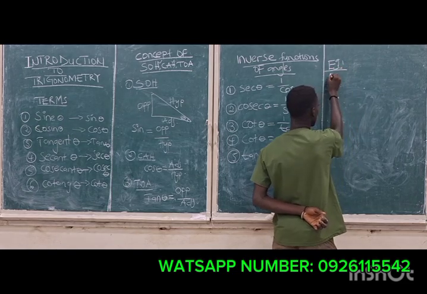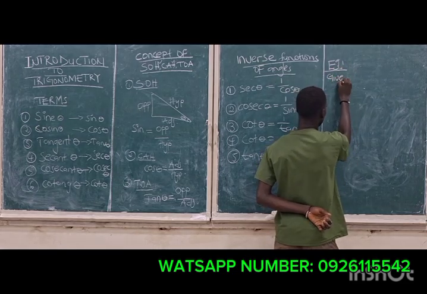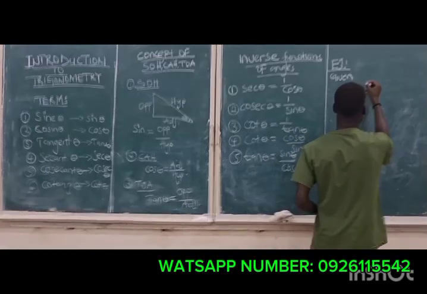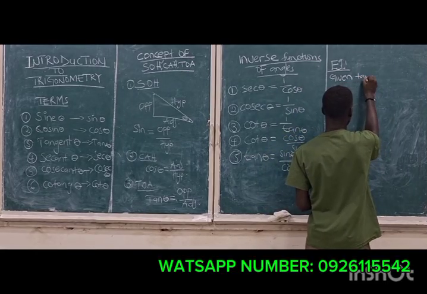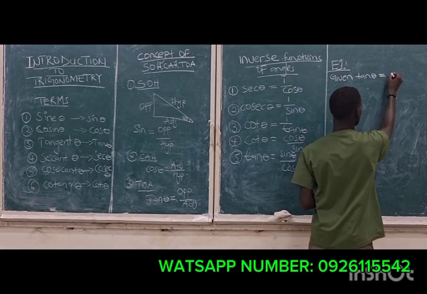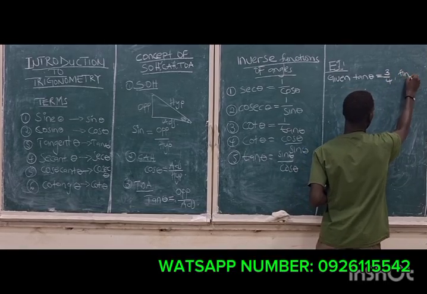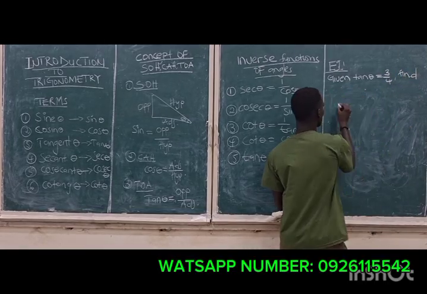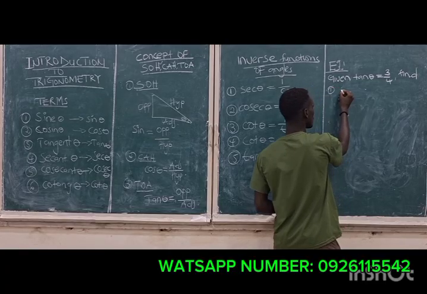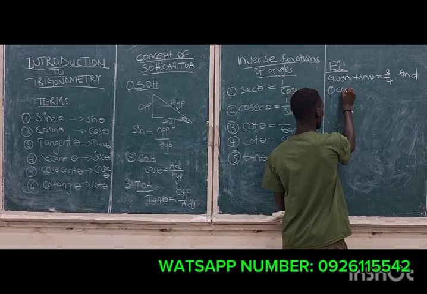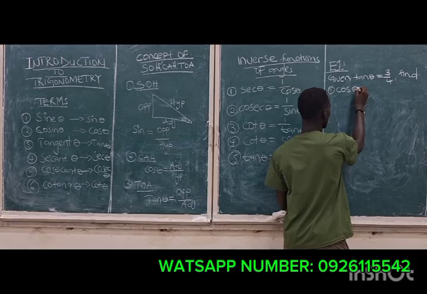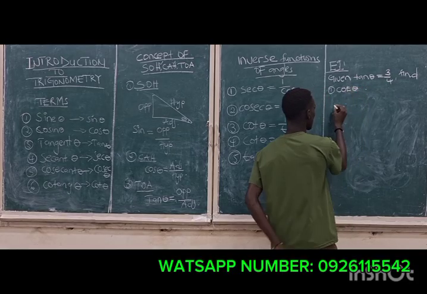For 1, say that given tan theta is equals to 3 all over 4. Find number 1, cot theta, that is number 1.